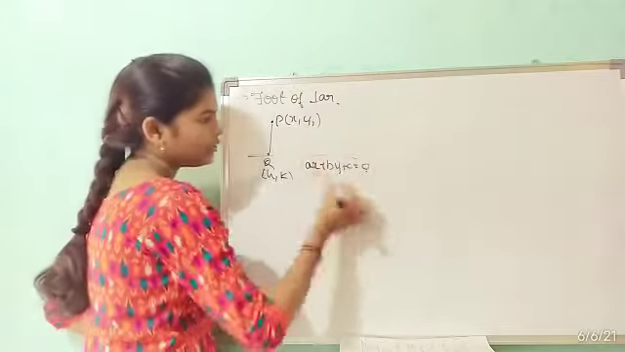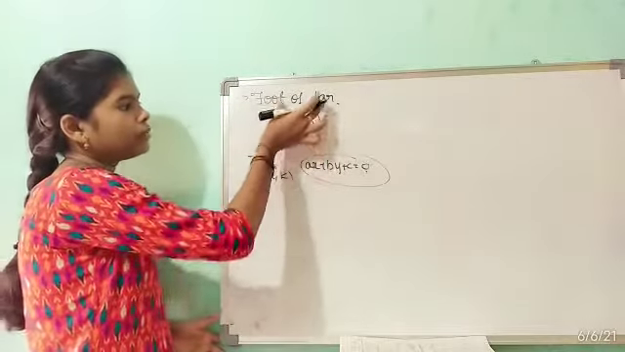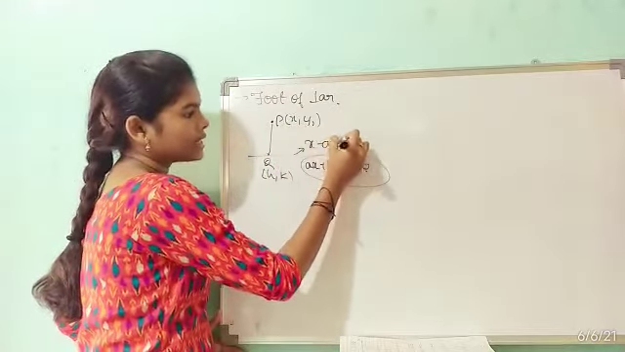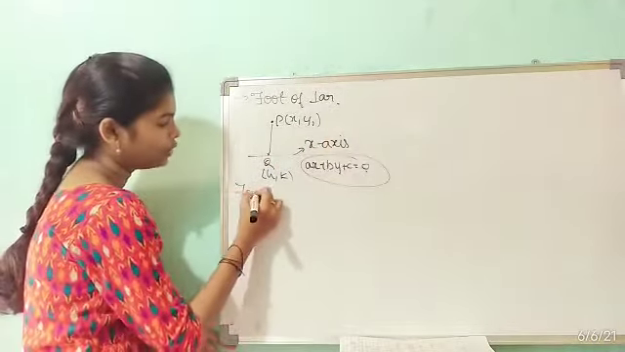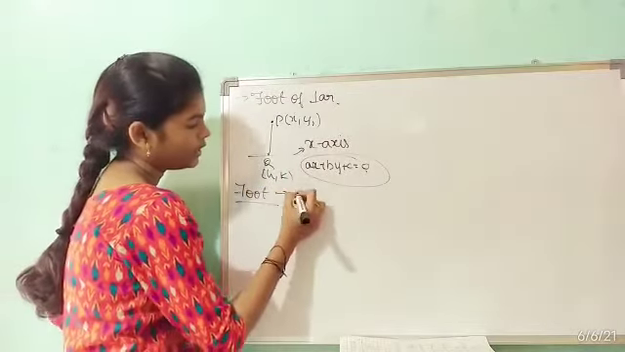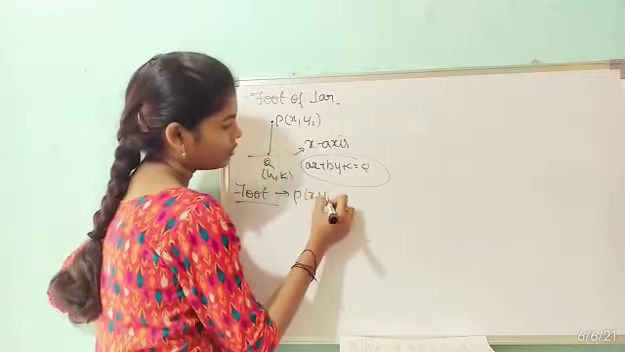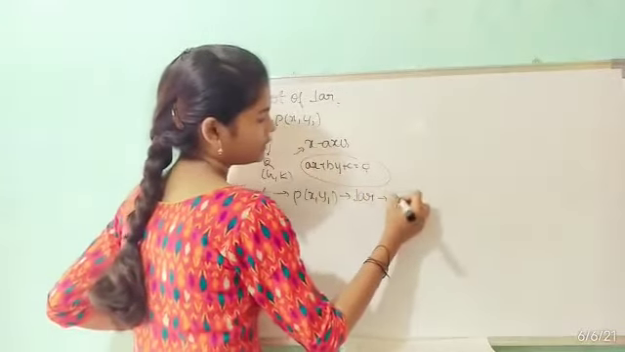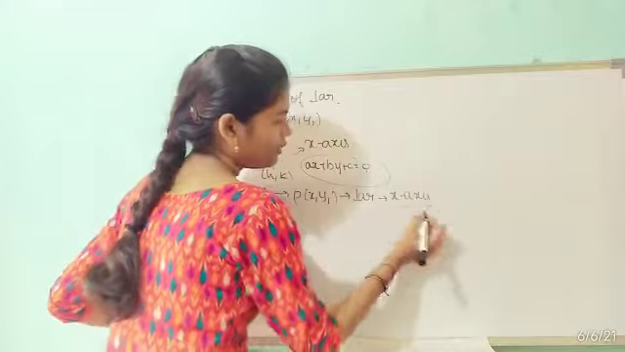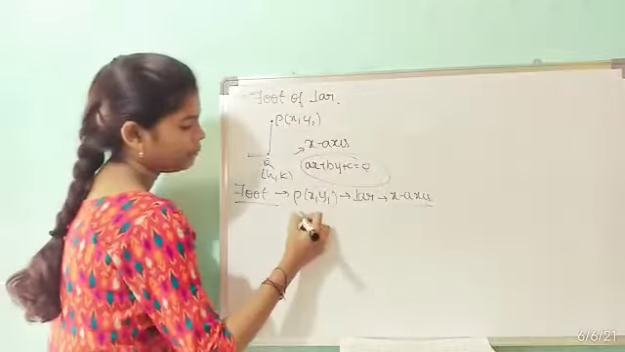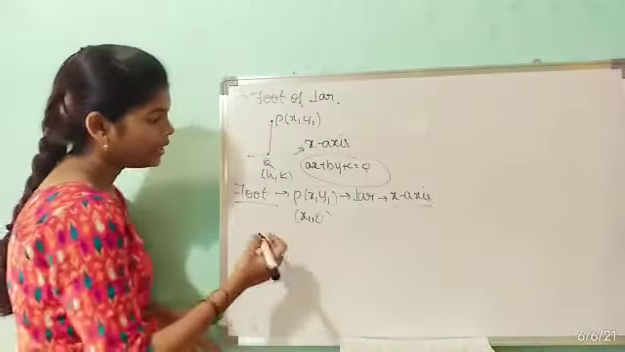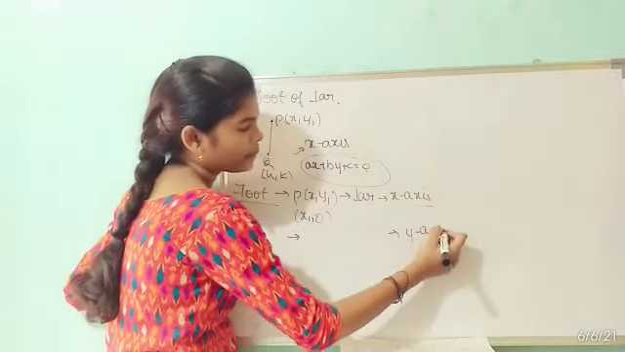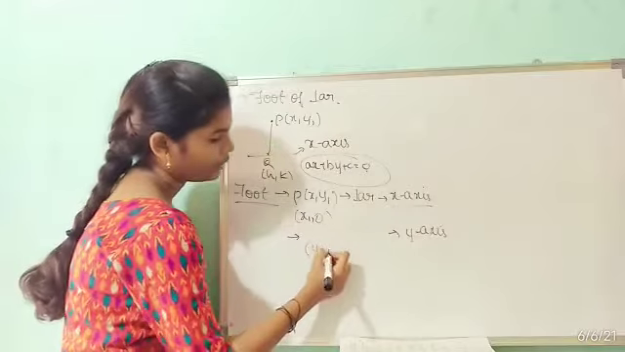Suppose instead of this line, we take the x-axis. What will be the foot of the perpendicular from the point (x1, y1) to the x-axis? It is simply (x1, 0). Similarly, the foot of the perpendicular to the y-axis will be (0, y1).